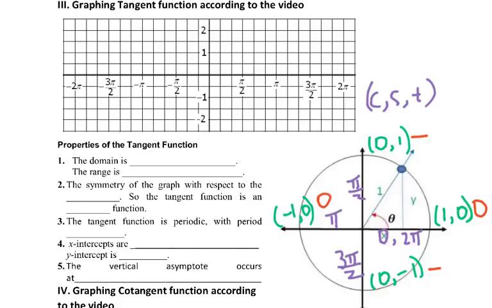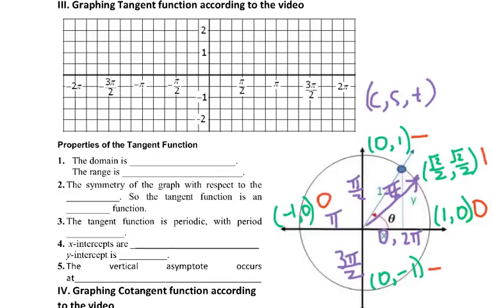So we need a point that is pi over 4 here. For pi over 4, we know the coordinates are square root of 2 over 2, square root of 2 over 2. Then you have 1. So I need tangent of pi over 4 when you graph this function. So let's plot the points.